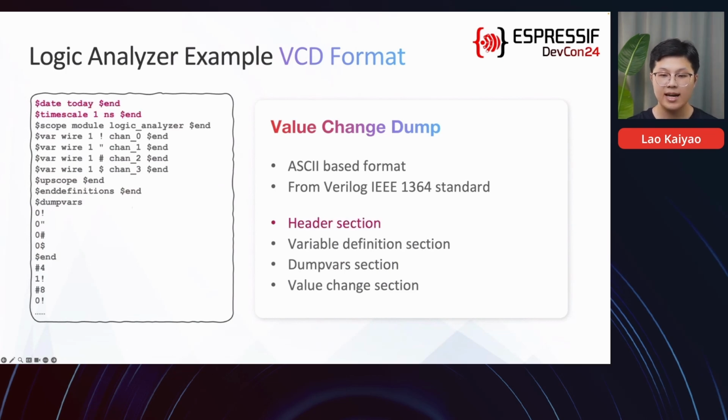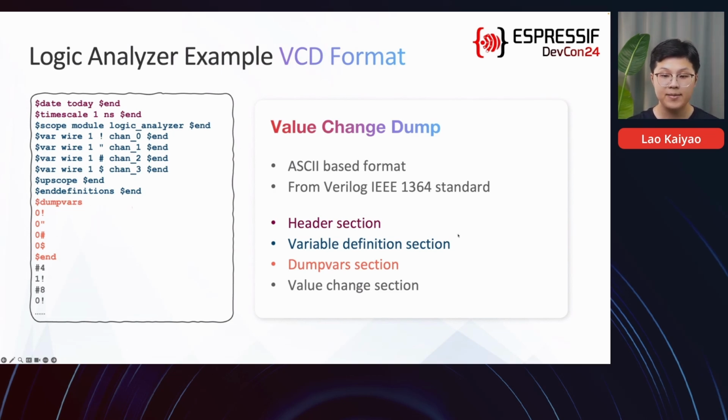Firstly, the header section, which specifies info like the date and the time scale, and then the variable definition section, which defines the type, bit width, name, and the symbol for the variable. Thirdly, the dump vars section, which specifies the initial value of these variables. In this example, these variables are all initialized to 0.